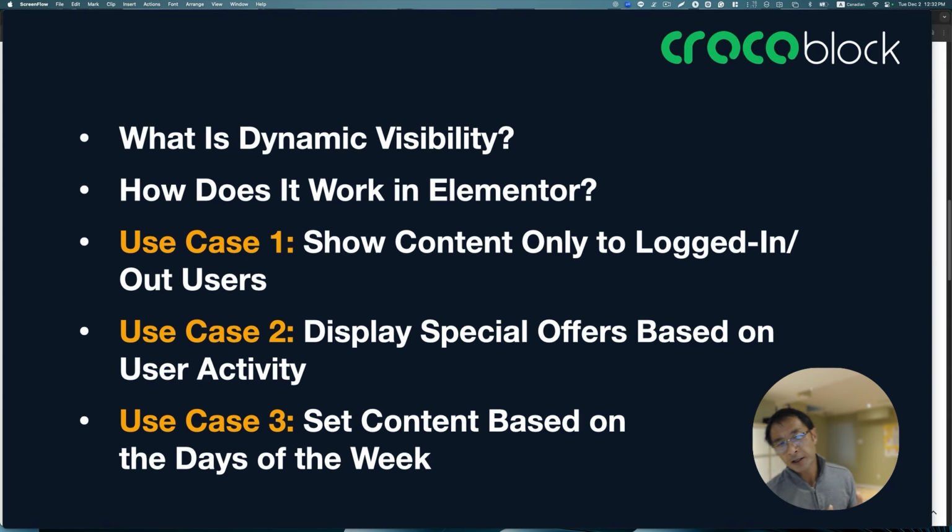So here is today's agenda. First, I want to explain what dynamic visibility is and how it works in Elementor. And I want to talk about 3 use cases. The first one is show content only to logged in or logged out users. Number 2 is display special offers based on user activity. And the last one is set content based on the day of the week. Well, maybe I can show you the time of the day. All right, so let's get started.